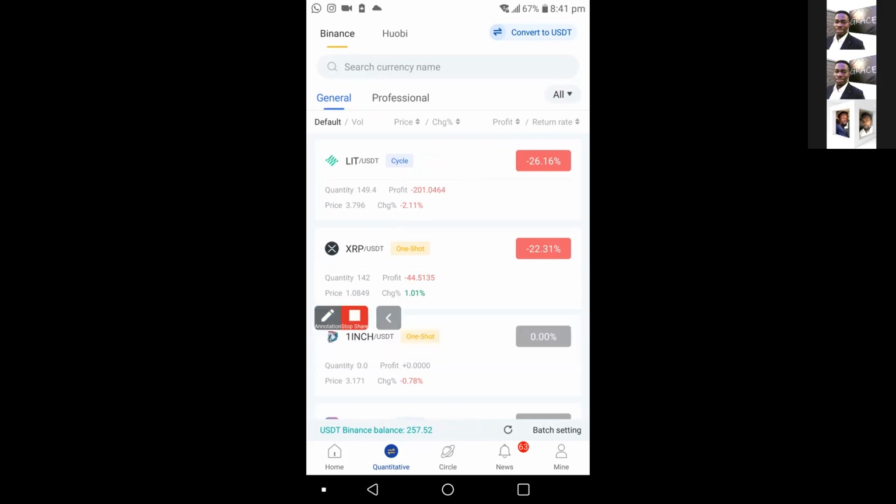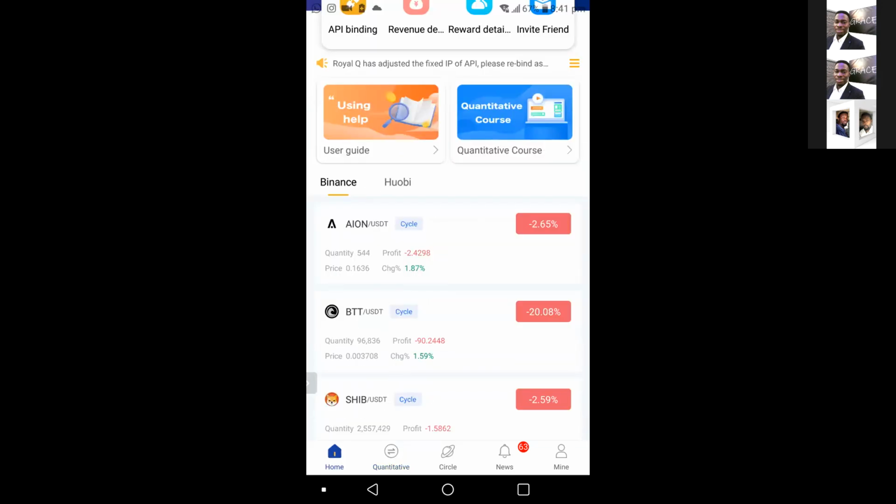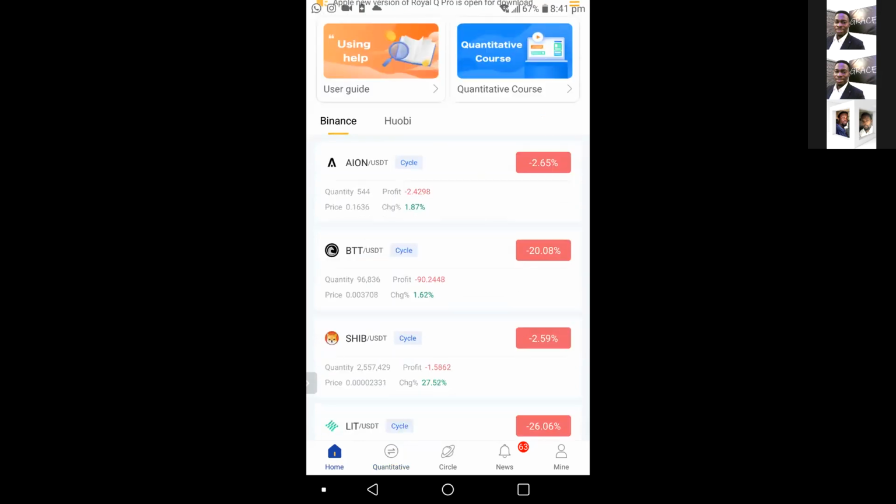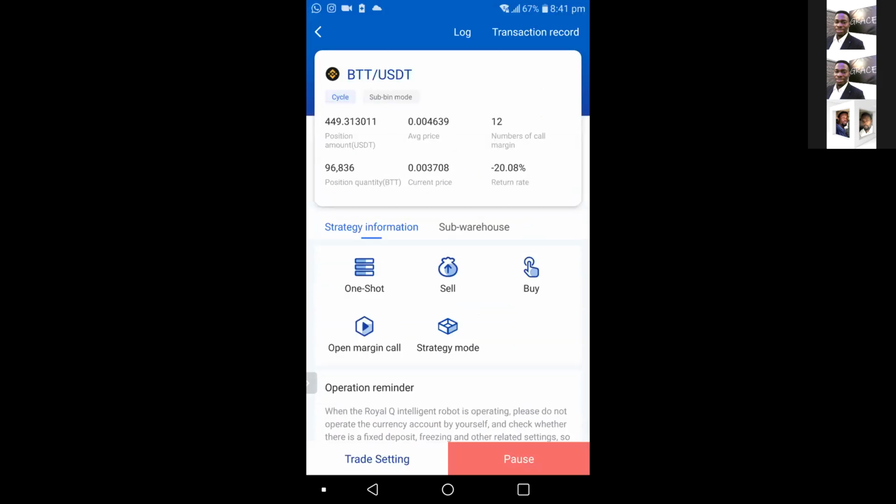Now, I have 5 trades currently active in this account right now. So I have ION. This is on cycle trade. The difference between cycle trade and one shot is that it will just keep buying and selling, buying, selling. If it sells the position, it buys again.